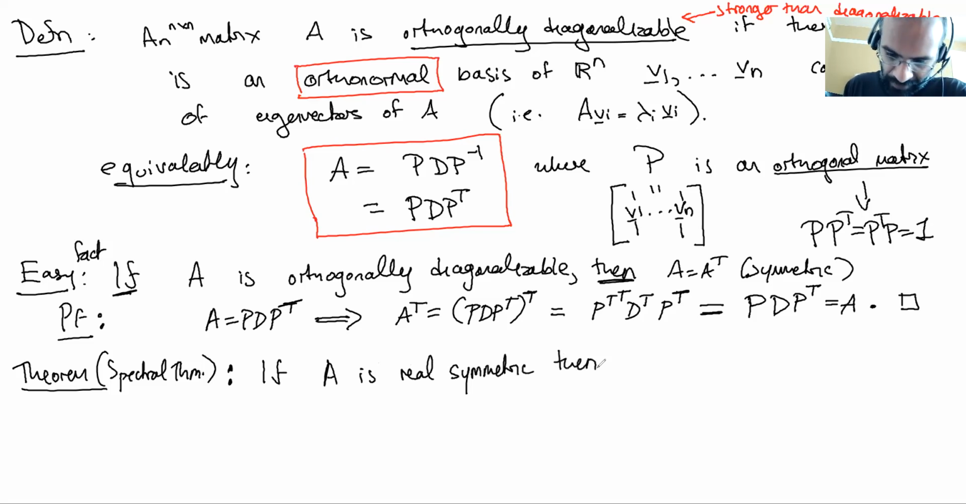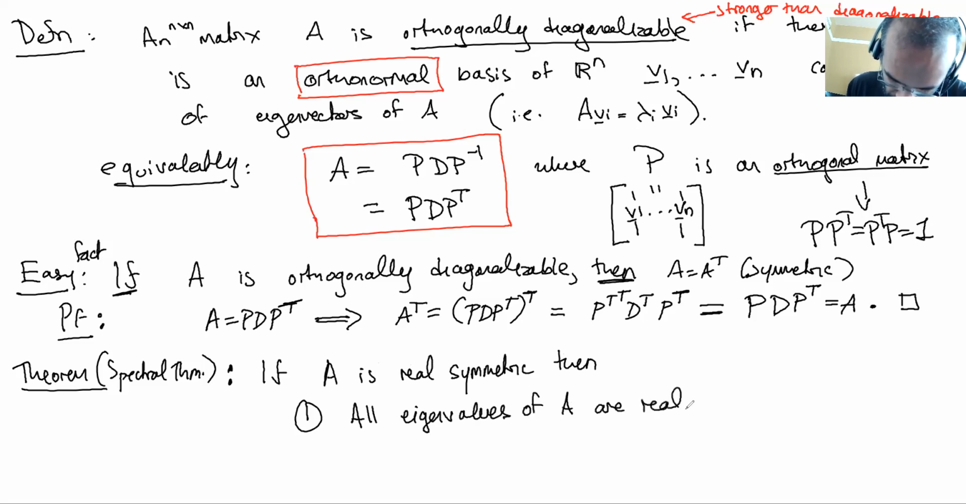then two things happen. All the eigenvalues of A are real. And the second thing is A is orthogonally diagonalizable.